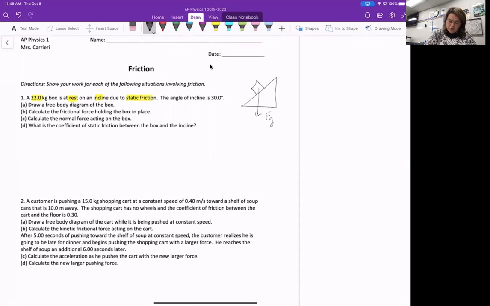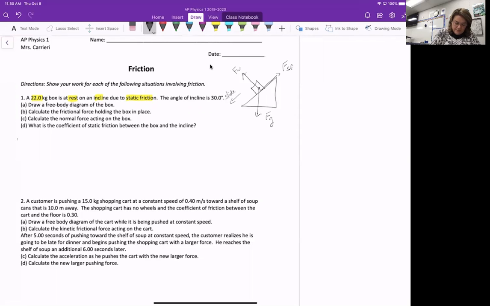Sitting at rest, force of gravity acts on the center of mass. Force normal acts perpendicular to the surface. And if it wants to slide down, we know that force of friction has to be acting upwards, static friction, because it's parallel to the surface and it opposes motion. So that's what's actually holding it there. So let's draw an official free body diagram.